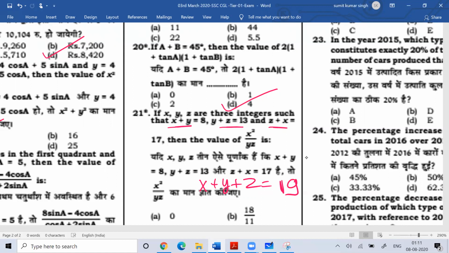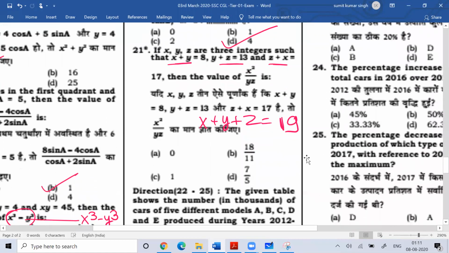And then I know that x plus y is 8. So with this, I'll find the value of z. Z would be equal to 19 minus 8, means 11. Similarly, I can find the value of x. X would be x plus y plus z is 19 and y plus z is 13, so this is 19 minus 13. This would be 6. Similarly, I can find the value of y. So x plus z is 17, so the value of y would be 2.